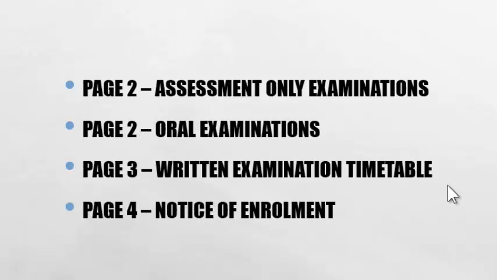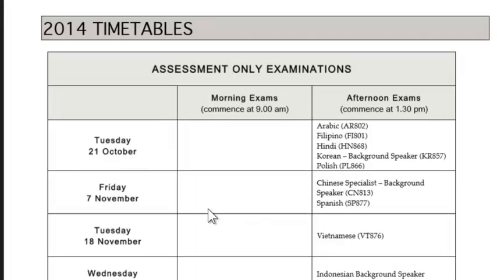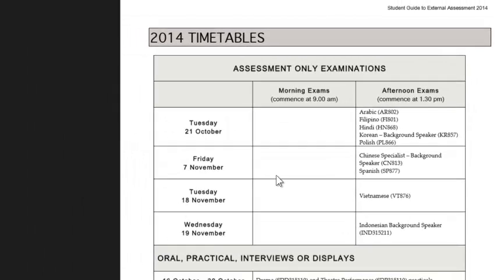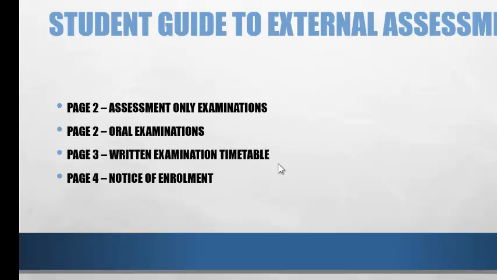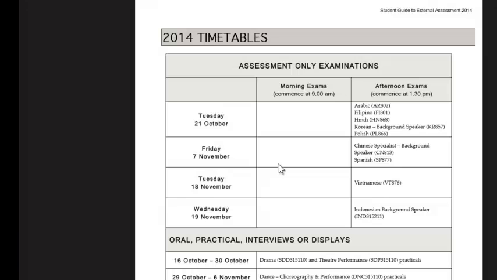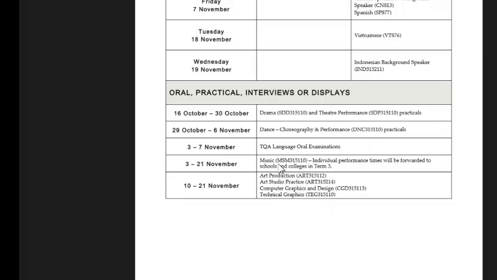Let's have a look at the guide itself. First, what you'll see is the assessment only examinations, and in our school it only relates to Chinese specialist. On that same page you'll see all examinations. Let's have a look at those. There they are there. That relates to drama, theatre performance, dance, all the languages, music, art production and so on, as you can see. And they will be arranged at those dates, as you can see there. And your teacher will be on top of that and would have informed you of that already.